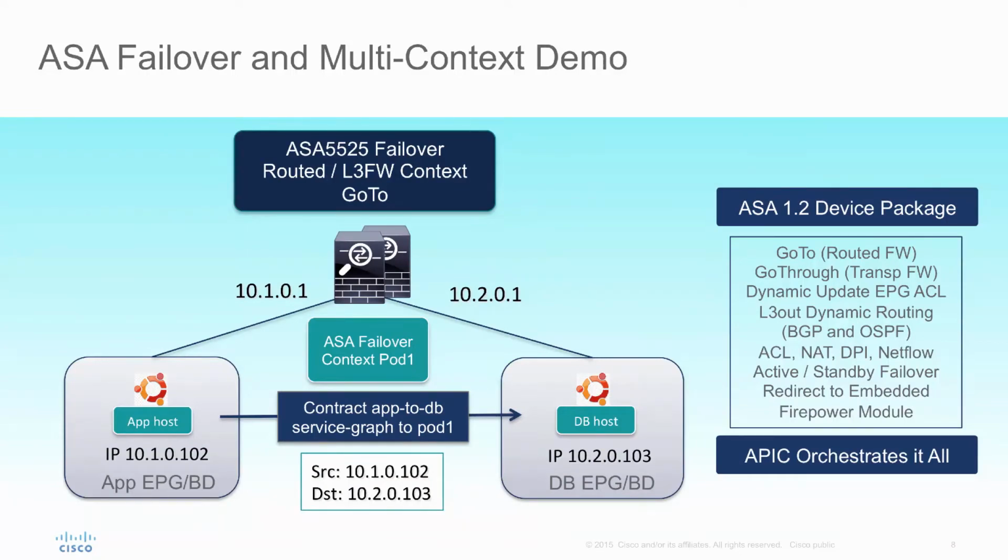So for our demo, what we're going to show you is an application EPG speaking through a service graph and leveraging a routed mode context, pod 1, inside a failover setup of ASA 5525s. This app EPG is going to speak to the database EPG and vice versa through the firewall itself. We are leveraging the ASA device package that supports all the features that you see here, and APIC orchestrates all of these features on the ASA.